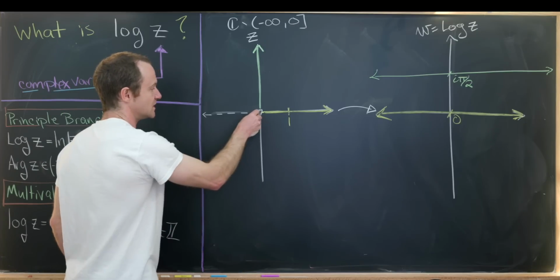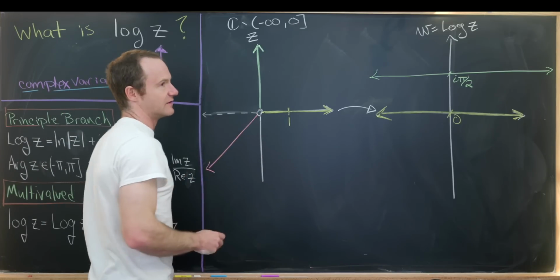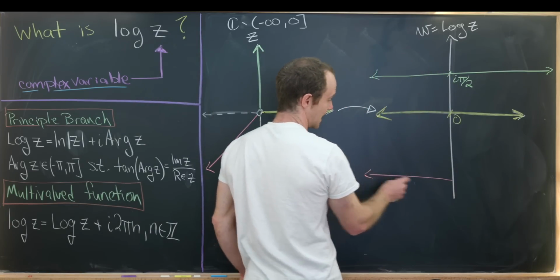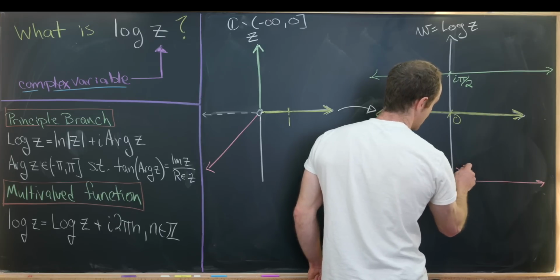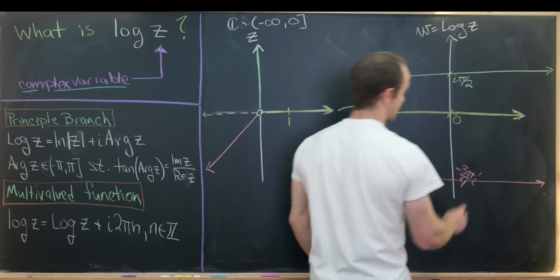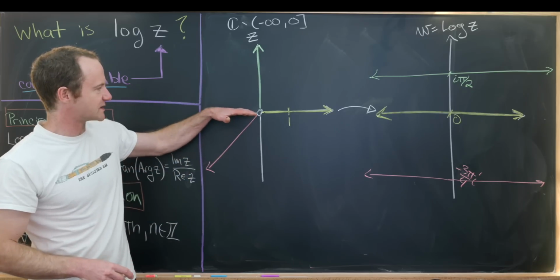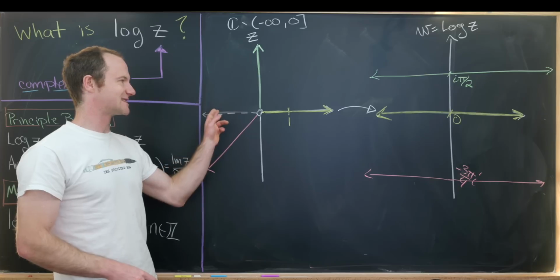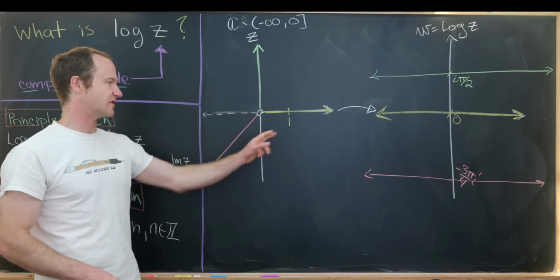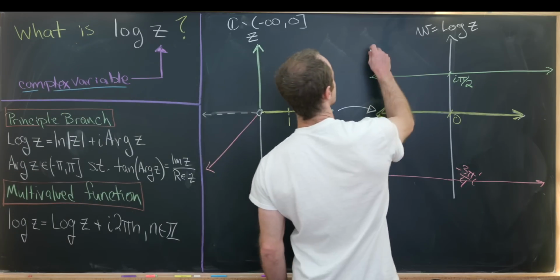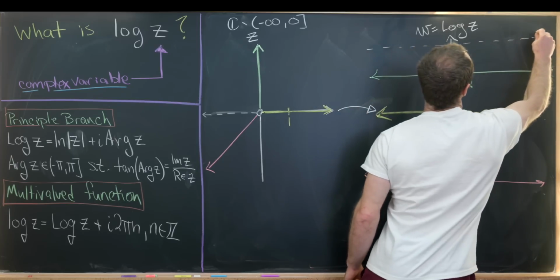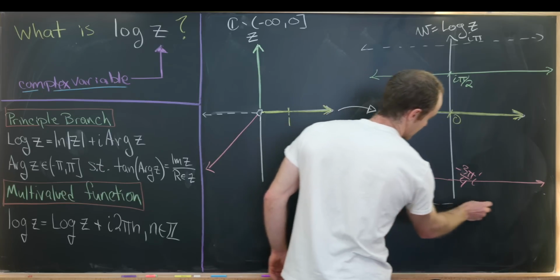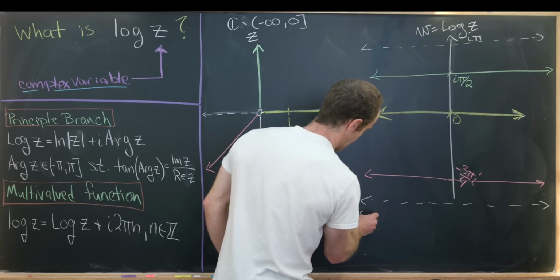Great. And that's in fact what any ray that emanates from the origin maps to. So if we go down here, that's got an argument of negative 3 pi over 4, so that'll map down here to a horizontal line with an imaginary part of negative 3 pi over 4 times i. And now looking at this motivates what's happening to this dotted ray that we have to exclude. It kind of simultaneously has an argument of negative pi and pi. So that corresponds to this horizontal line up here at i pi, and this horizontal line down here at negative i pi.